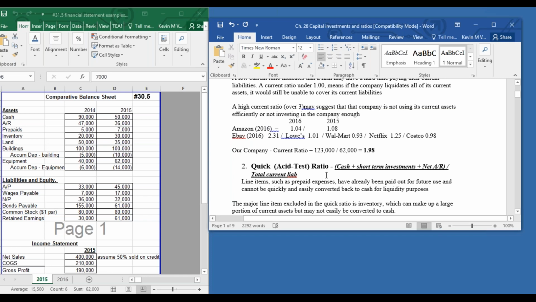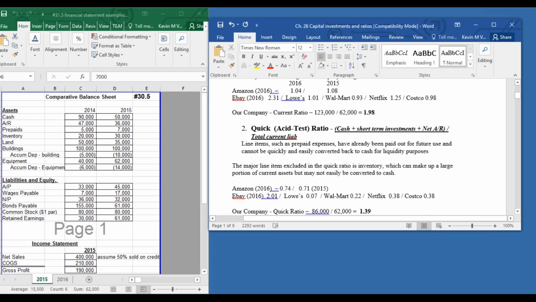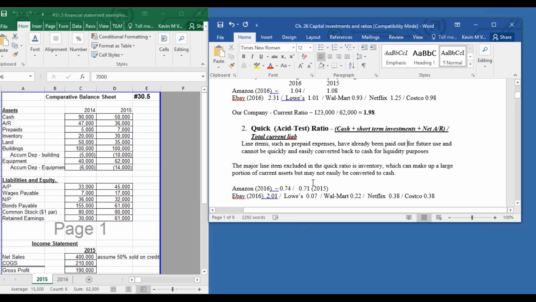So what this ratio does, it says, okay, with just your cash and your almost cash, like AR, how much can you really pay on your current debt? Are you still above 1, like you should have been with the current ratio? And as you'll see when we look at these items, they are nowhere near 1. Amazon drops, not significantly, from just over 1 to only 0.74, so not too bad. But when you compare that to Lowe's and all these other companies, they're well below 1.